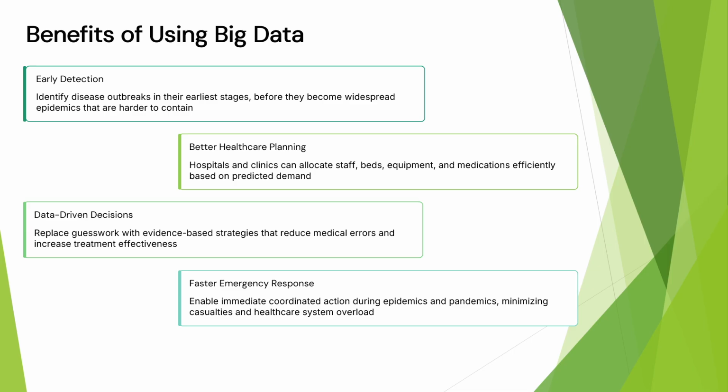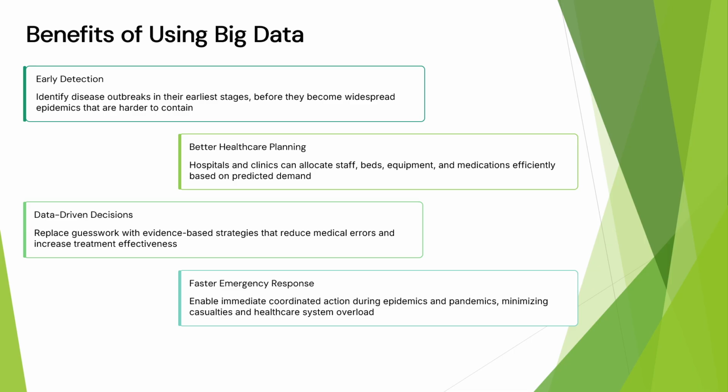Second is better healthcare planning. Hospitals and clinics can allocate staff, beds, equipment and medication efficiently based on predicted demand. Third is data-driven decisions. Replace guesswork with evidence-based strategies that reduce medical errors and increase treatment effectiveness. Fourth, faster emergency response. Enable immediate coordinated actions during epidemics and pandemics, minimizing casualties and healthcare system overload.